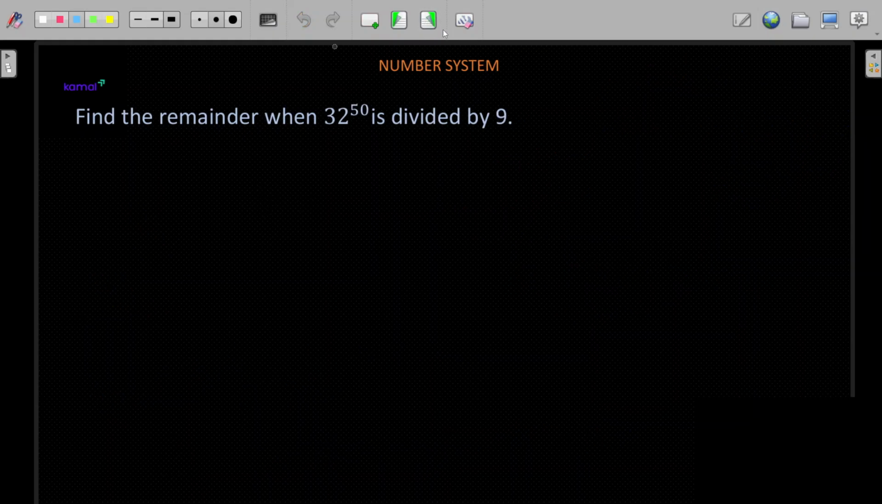Find the remainder when 32 power 50 is divided by 9. So there is a number 32 raised to the power 50. If I divide this whole number by 9, what will be my remainder? This is the question. First thing is we have to verify whether the highest common factor of 32 and 9 is 1. Yes or no?